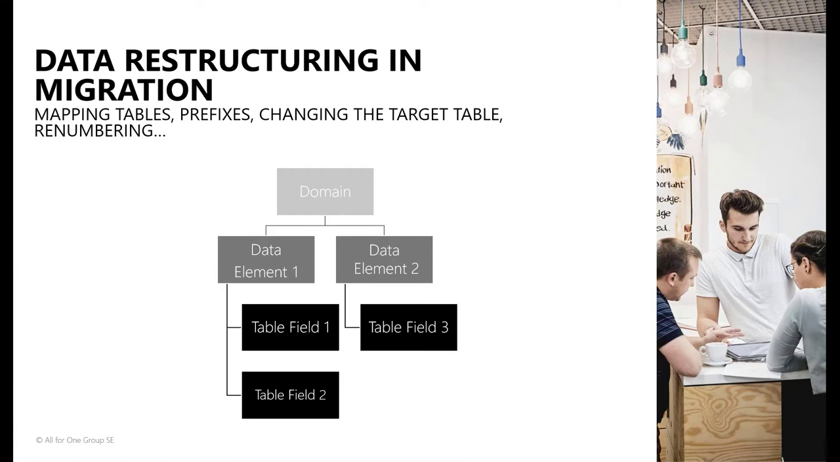So we integrate the existing data with the data we load. And for that, sometimes we are using prefixes to separate the number ranges for the documents. Like, for example, in SD, you can have a sales document, delivery document, and also the billing document. We can also use this logic to change the target table.